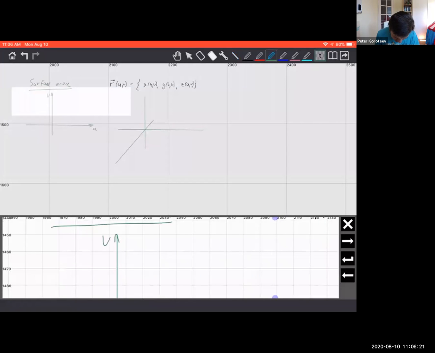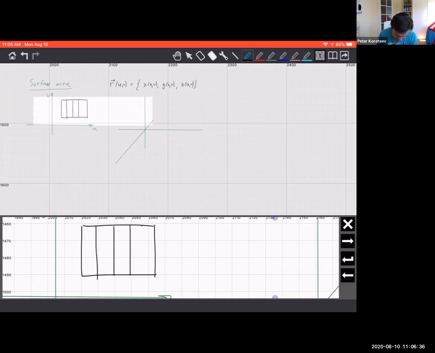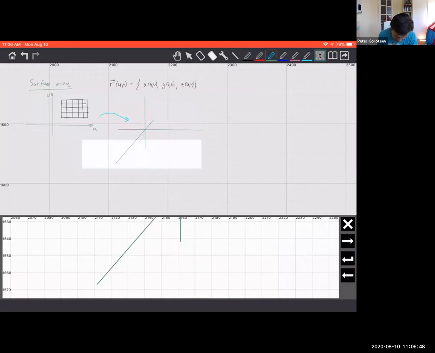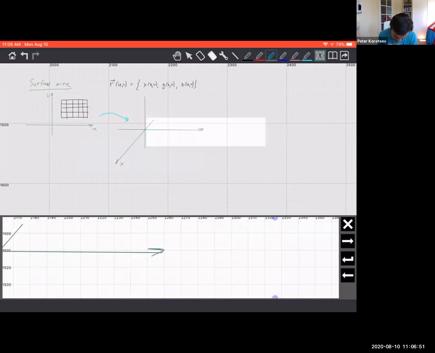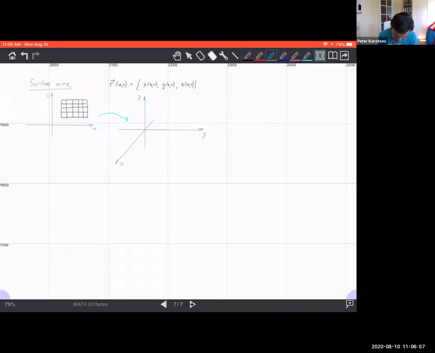So in the uv plane, let's first think that our region D is a rectangle. It's always easier to do integrals over rectangles, right? Then we can take a partition of this rectangle as usual when we do integrals, and then we map it to three-dimensional space, which has coordinates x, y, and z. And here we have some surface.